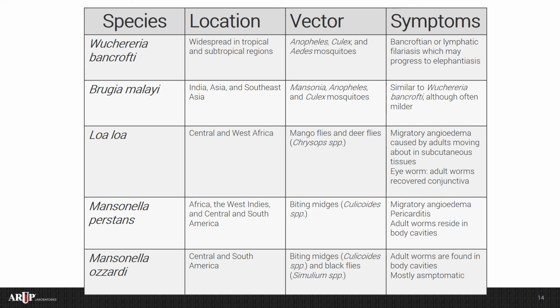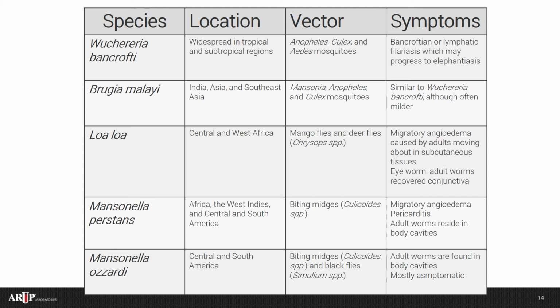Loa loa is found in Central and West Africa. It's transmitted by mango flies and deer flies, the Chrysops species. Symptoms include migratory angioedema, caused by adults moving about in subcutaneous tissue. Loa loa also causes eye worm, which is where adult worms are recovered from the conjunctiva.